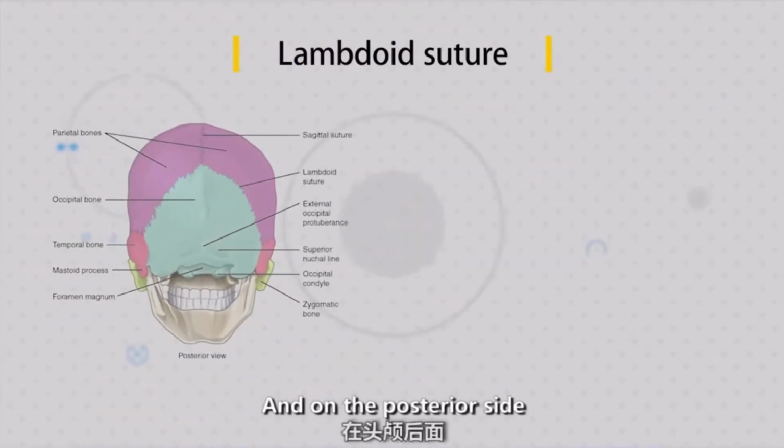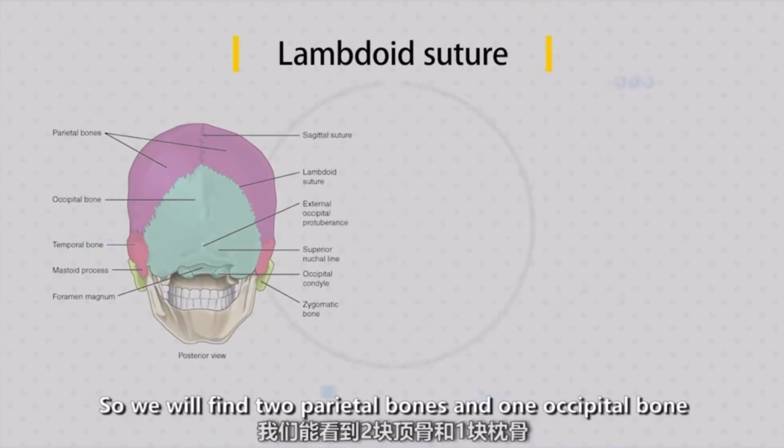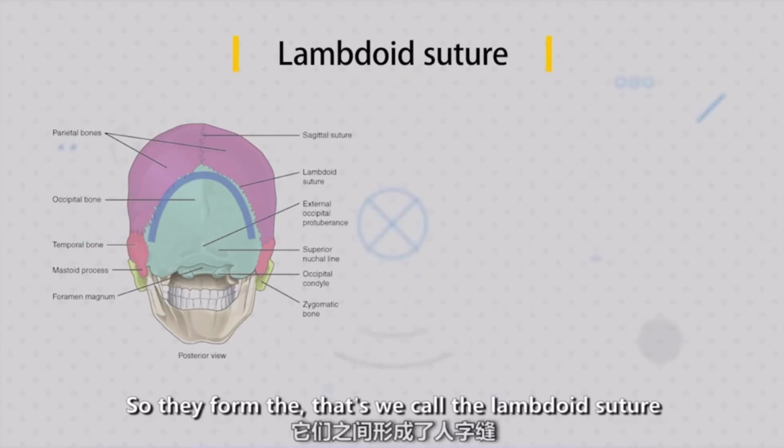And on the posterior side, we will find two parietal bones and one occipital bone. They form what we call the lambdoid suture.